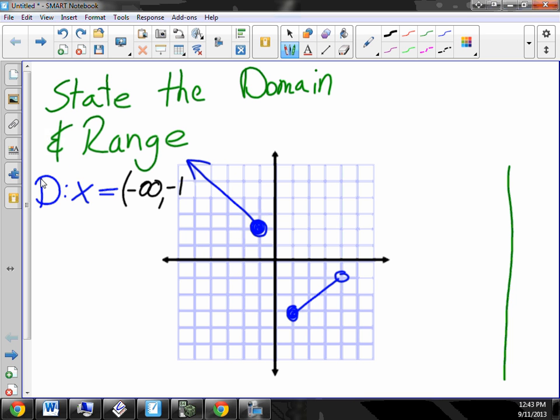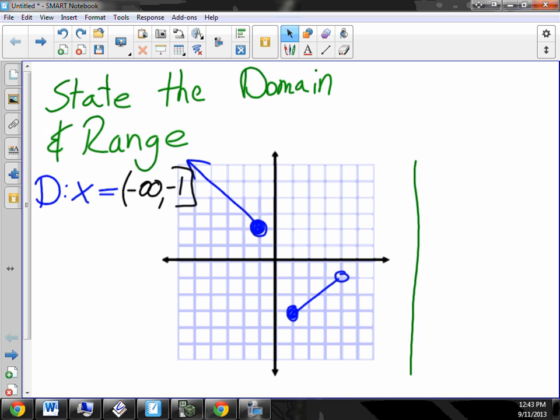What about negative 1? Negative 1 is included. Does anybody not know why that's the case? The closed dot means bracket. Okay? What about this other piece?